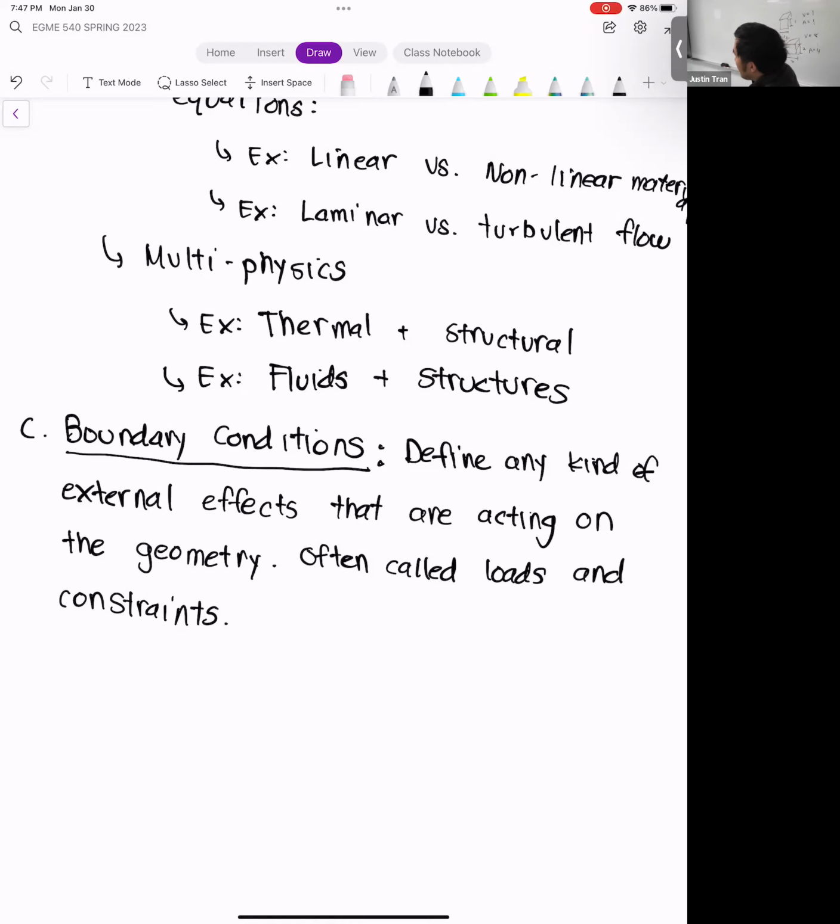A lot of times, when you do an FEA, you have your CAD file, you have your geometry, but that CAD file is not going to be just by itself. It's going to be interacting with the external world, in whatever situation it's in. Any external effects that are going to be affecting your geometry, your domain, you often have to encapsulate as boundary conditions.